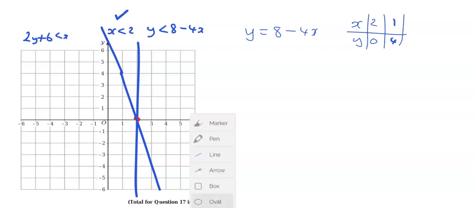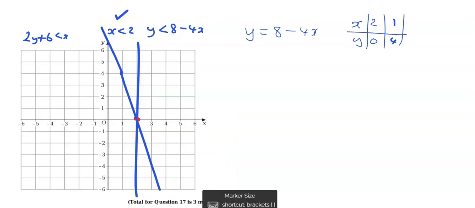Now I should have said this a moment ago, it's fairly obvious if x is less than 2, we must be on that side of the line. Okay? Now, in order to find out what side we are of the new line, we should apply the origin test.